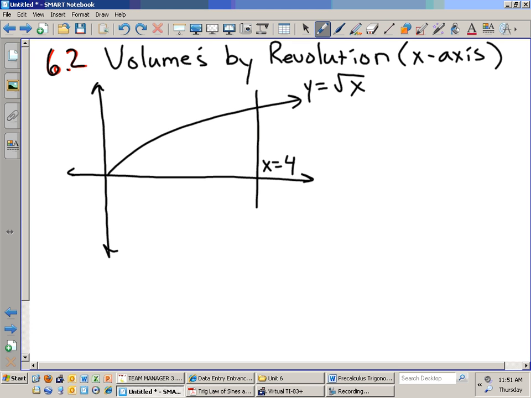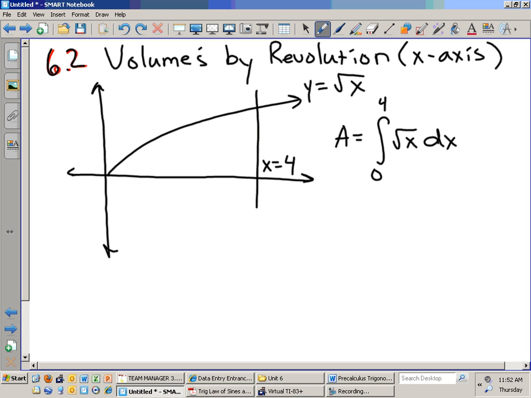Okay, we start with that basic shape. Very, very basic shape. We have a function, namely the square root of x, and we're going to bound it with x equals 4. And we're going to look at that shape, and we know how to find that area. The area is rather simple. We could say that the area is equal to the integral from what to what? From 0 to 4 of my function, which is square root of x dx. No problem, right?